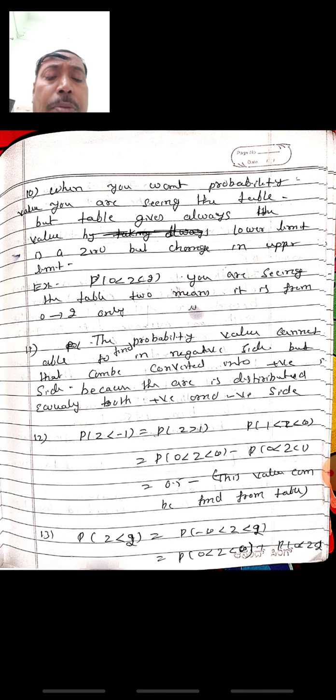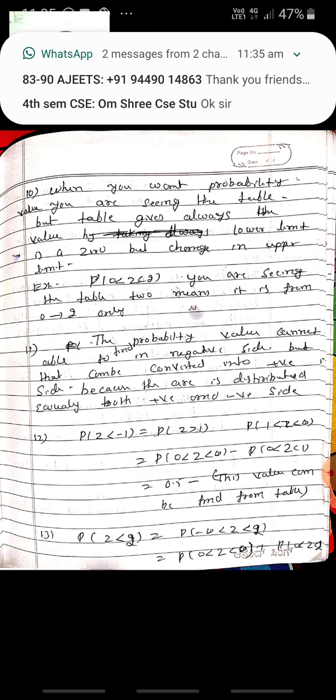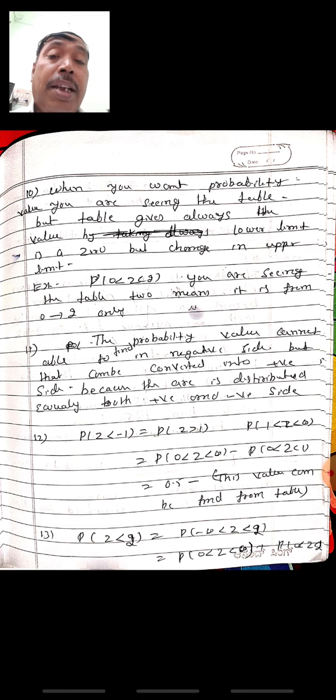Next, one more point: what is probability z less than 2? Probability z less than 2 means it is from minus infinity to 2. Correct? Minus infinity to 2. But minus infinity to 2 can be split like this: minus infinity to 0 and 0 to 2. But minus infinity to 0 comes on which side? The negative side, and we cannot write that value. That can be converted to the positive side, called 0 to infinity. 0 to infinity plus 0 to 2 gives minus infinity to 2.